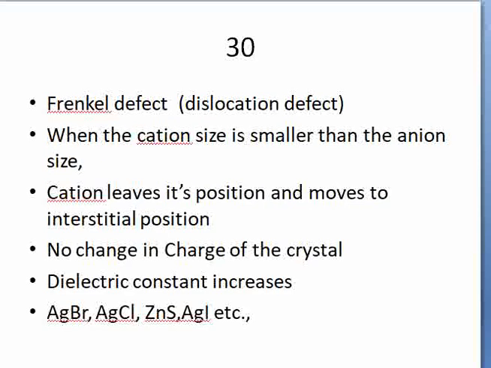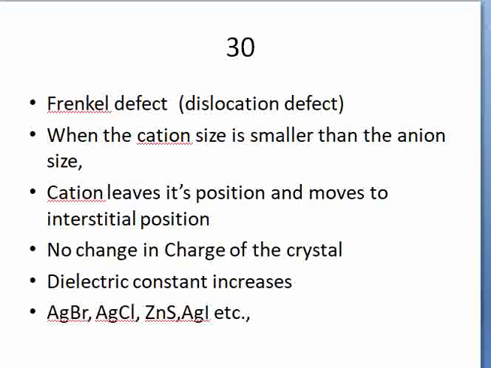Next one, Frenkel defect. It is also called dislocation defect. Frenkel defect or dislocation defect, we can say. When cation size is smaller than the anion size, it can dislocate to the interstitial position. This is also called interstitial defect.